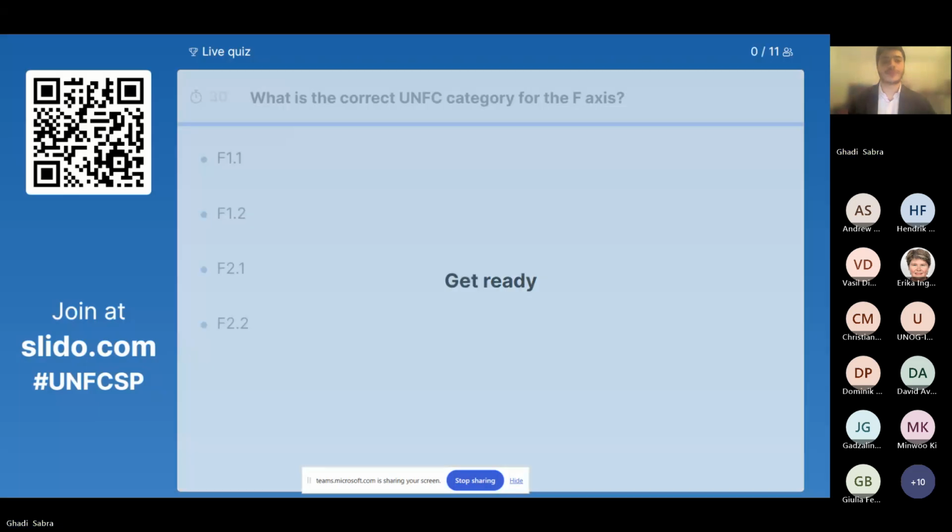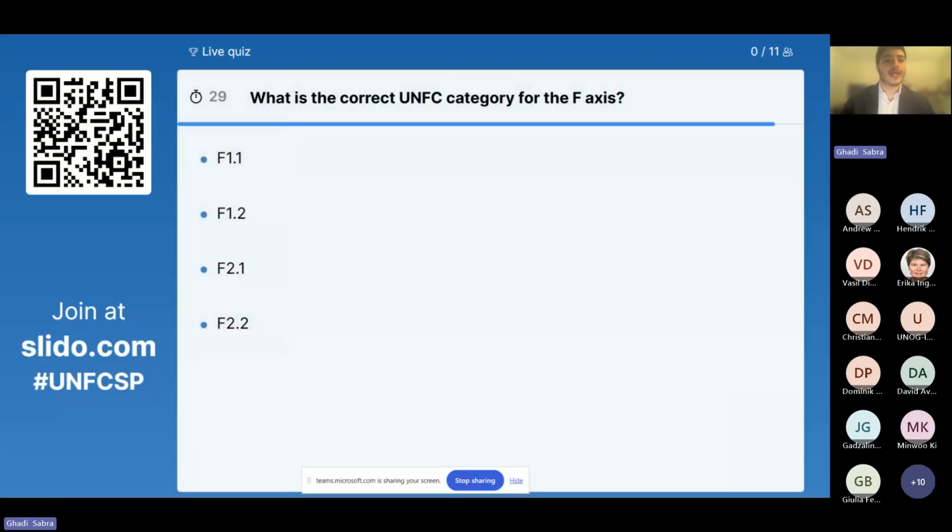Get ready. Please do cast in your answers. 1.1 means that the project is on production. 1.2 is a question of investments, whether they're secured or not. So if secured or capital has been allocated, then it's 1.2. F2.1 is that everything is ongoing to confirm the technical feasibility. 2.2, project activities are on hold or subject to further delays.